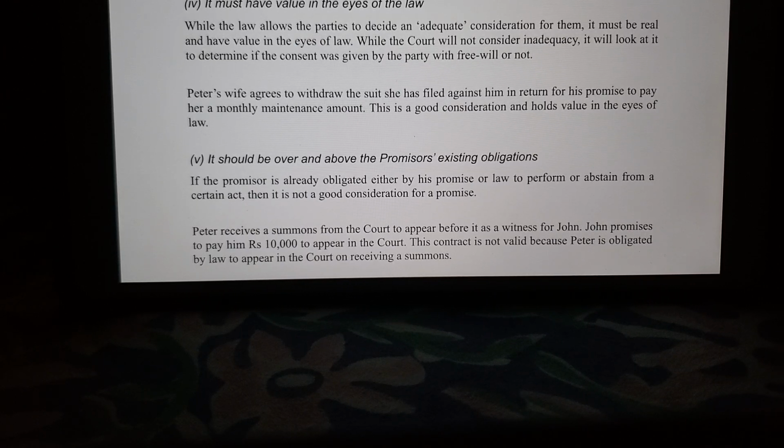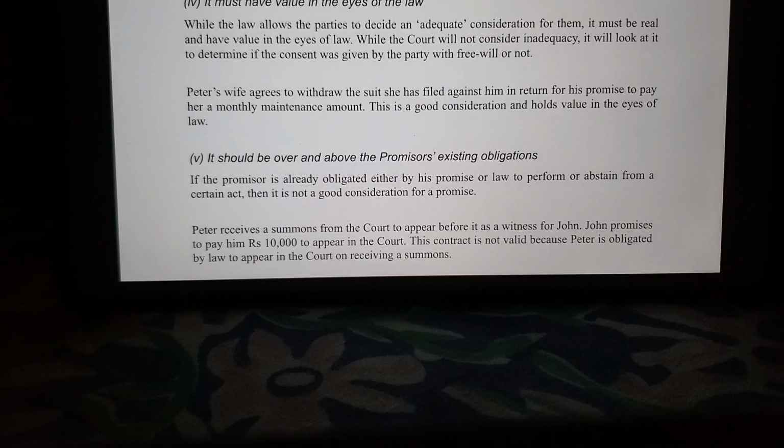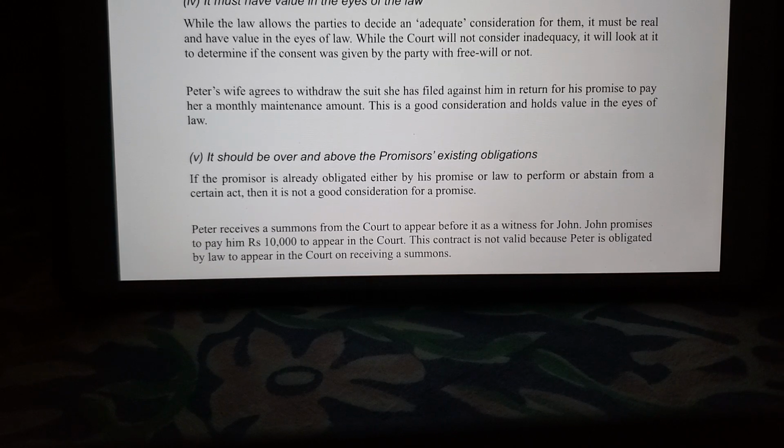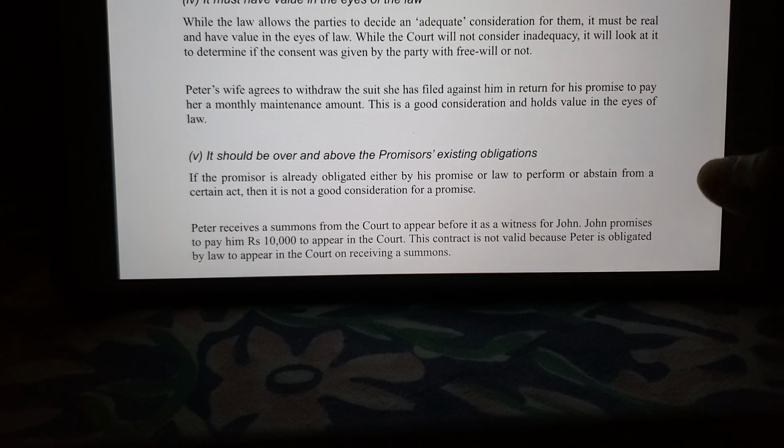Peter receives a summons from the court to appear before it as a witness for John. John promises to pay him rupees 10,000 to appear in the court. This contract is not valid because Peter is obligated by law to appear in the court on receiving a summons.